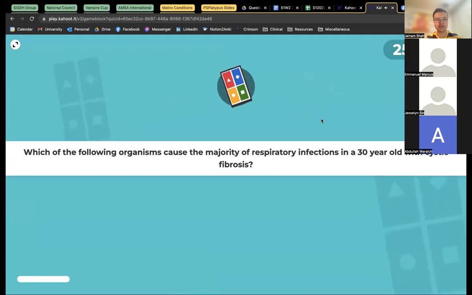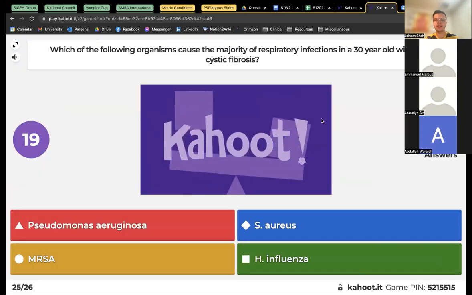Okay, second last question. We're almost there, guys. Last stretch. Which of the following organisms cause the majority of respiratory infections in a 30-year-old with cystic fibrosis? Again, looking at the demographics.